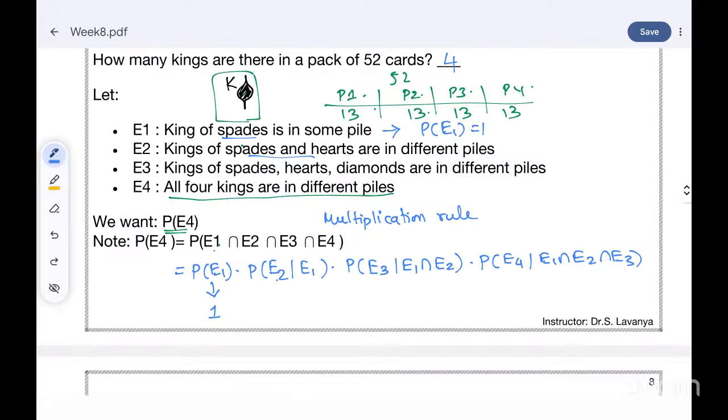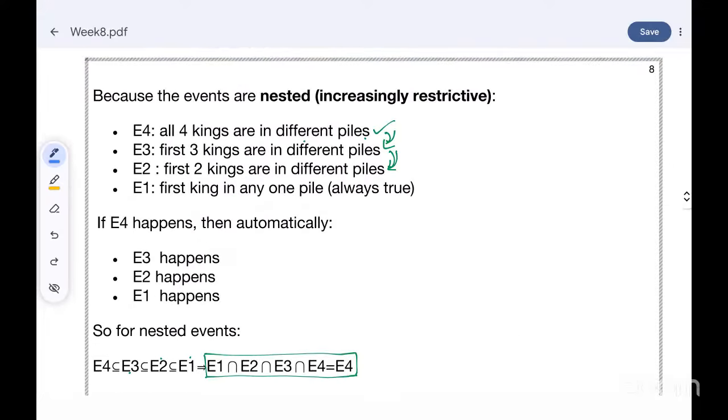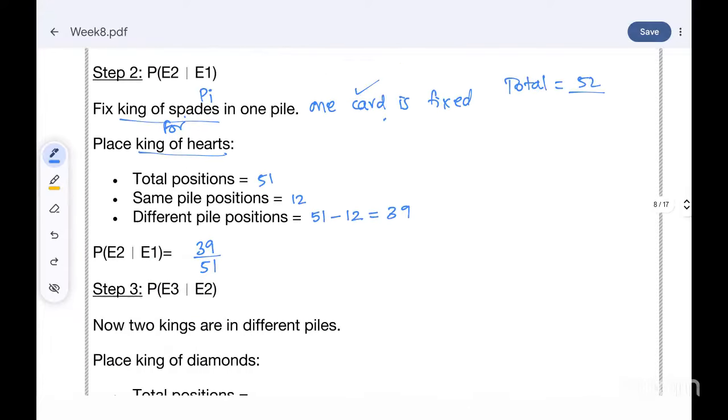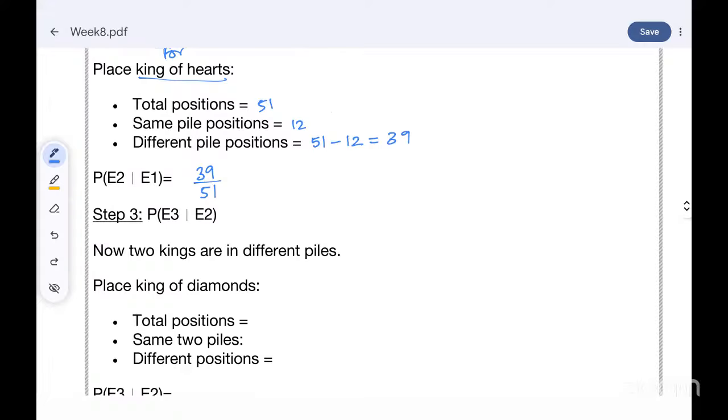So the next thing we need to see is what is P of E3 given E1 intersection E2. What is E1 intersection E2, by the way? It is the same as E2, because of the conditions we have here. So E1 intersection E2 is E2, and it is just P of E3 given E2.